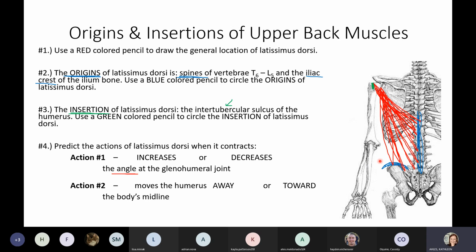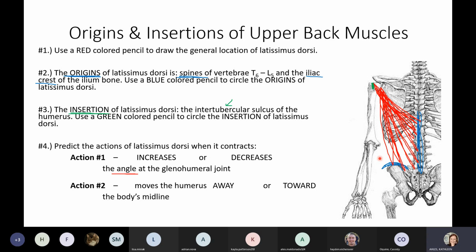If I pull my humerus backwards, is that flexion or extension? When my humerus goes backwards, flexion or extension? Can you tell on yourself? We are correct, though. When your humerus goes backwards, that is extension.